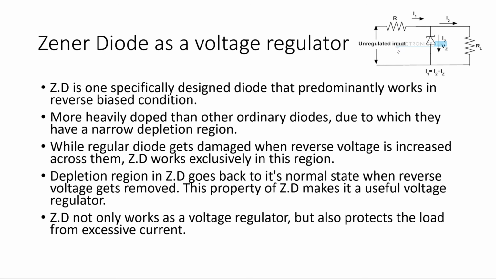Now, please draw this diagram when he asks you to explain Zener diode as a voltage regulator. Here you can see that the unregulated input is converted to a regulated output for the load.